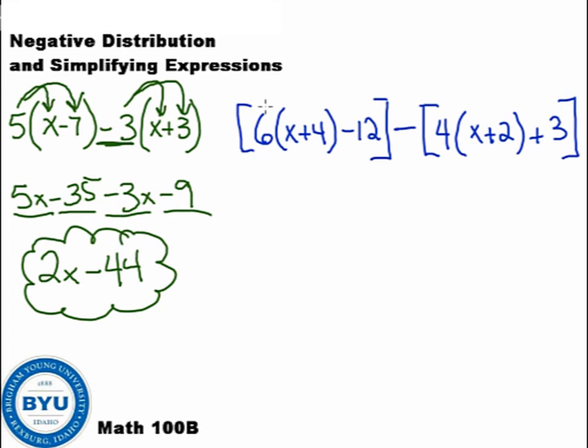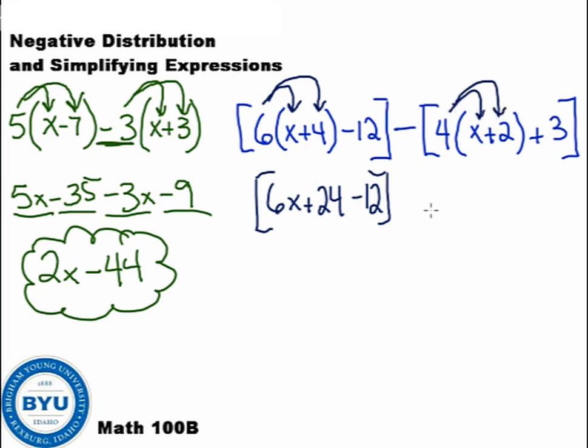I'm going to go ahead and distribute into the parentheses. So 6 times 4x plus 24 minus 12 is my brackets. I then am going to distribute into the parentheses here, and I get 4x plus 8 plus 3. Okay, I'm going to go ahead and combine the like terms here. 24 minus 12 is 12.